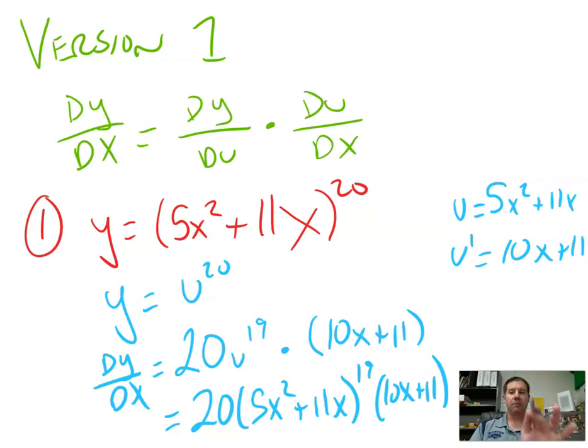Okay? So the beauty part of this is that I can really separate and see the two different pieces, my y in terms of u and my u in terms of x, and take the derivatives of those separately and multiply them together.